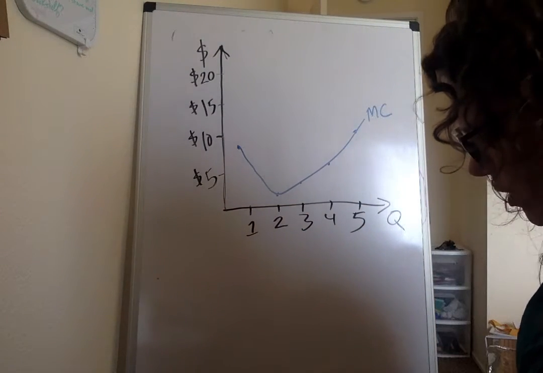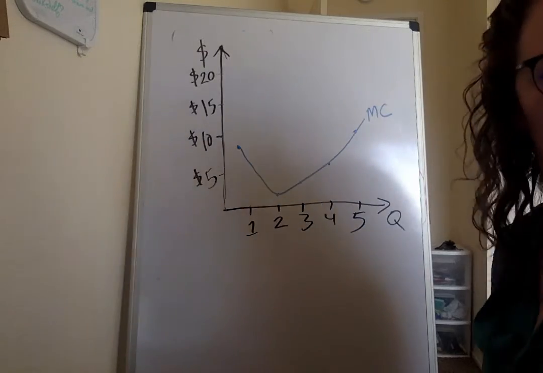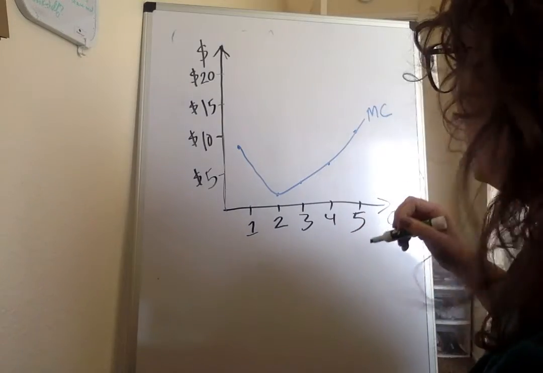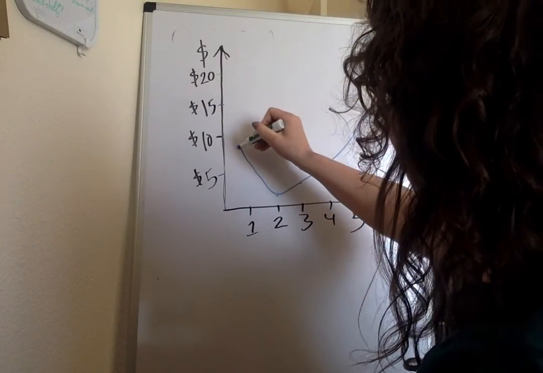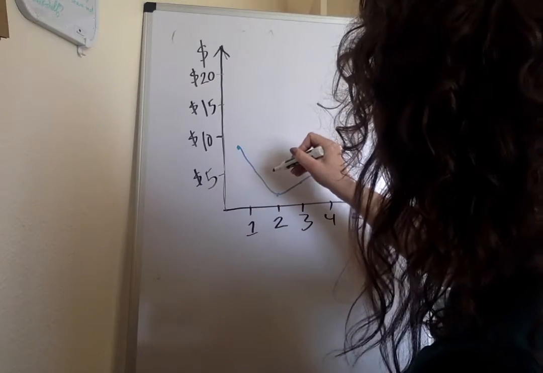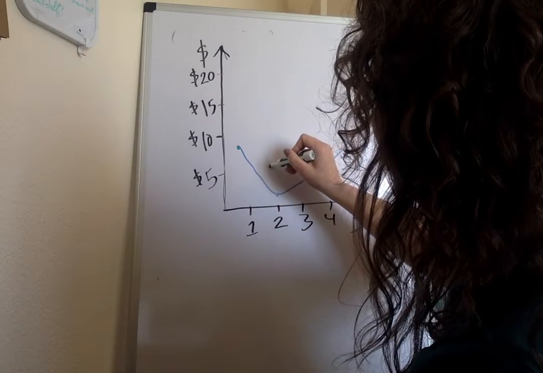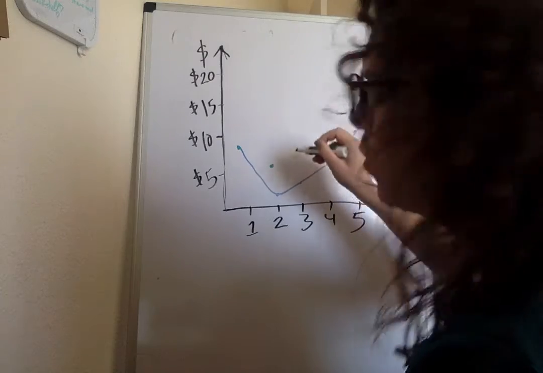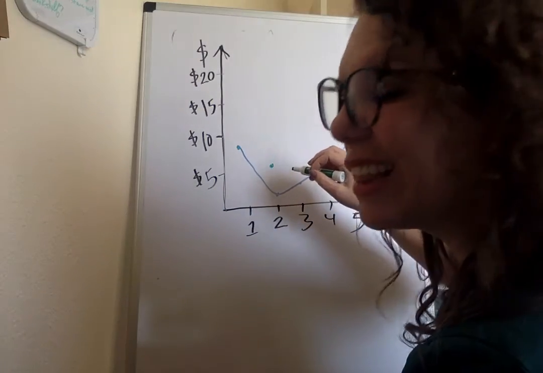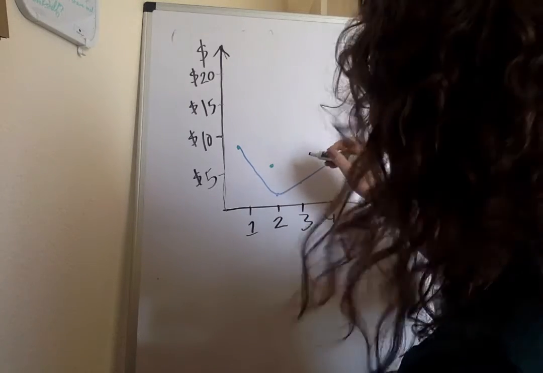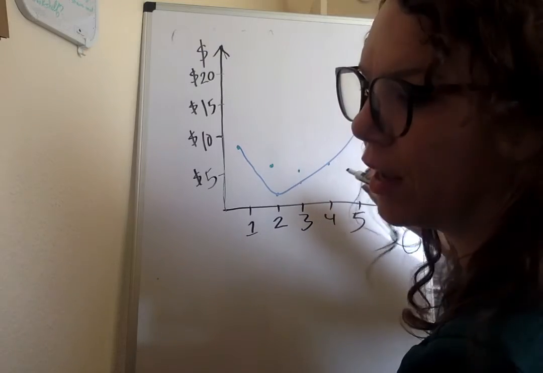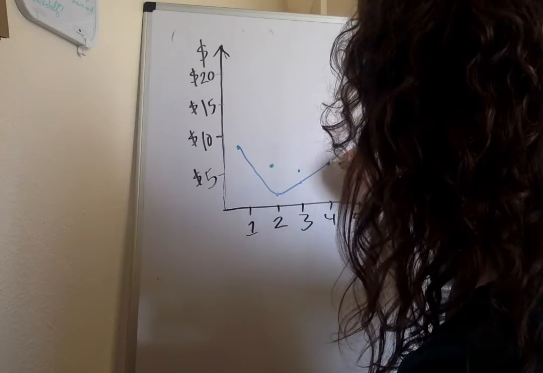So my average variable cost curve is going to start at a quantity of 1 and $8. So about here. And then it's going to go to a quantity of 2 and $5. And then a quantity of 3, and it's going to go down slightly to $4.67, right? And then it's going to go back up to $5.